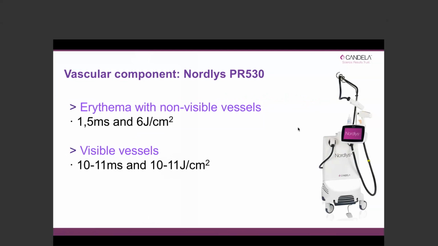If we see just diffuse erythema with non-visible basals, we go to a 1.5 millisecond duration of the shot, using 6 joules of energy. We can treat the whole scar with these settings. If we see visible basals, just like the first video when we saw visible basals on the keloids, we move between 10 and 11 milliseconds and 10 and 11 joules.